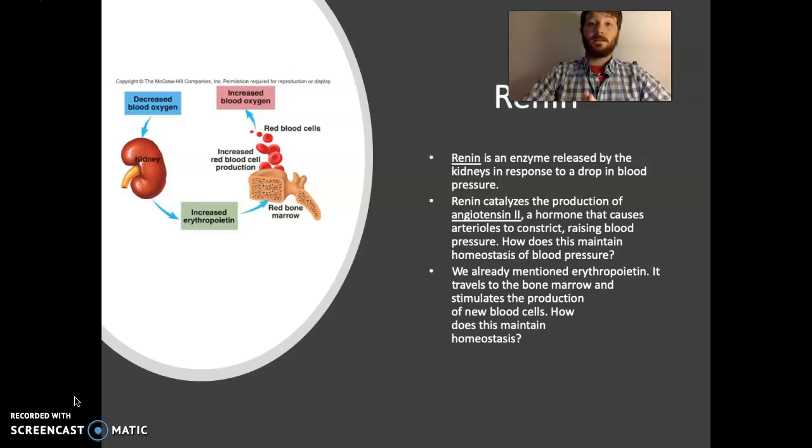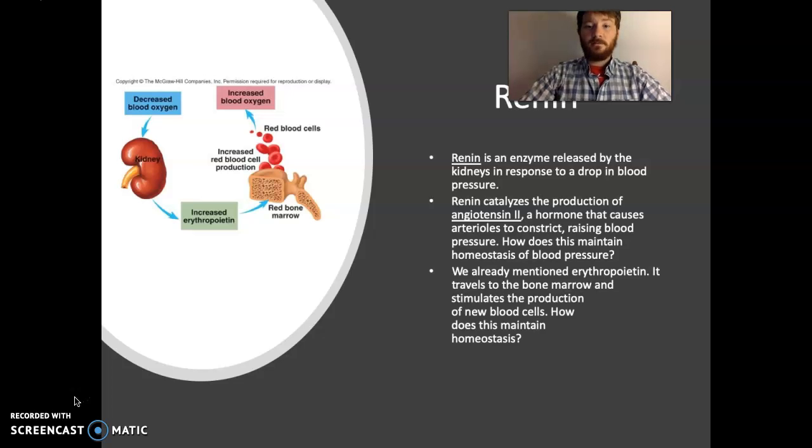Well, again, it's a negative feedback system where something drops too low. A sensor is monitoring it and sends out a message, hey, we need to fix this. It hits an effector, causes renin levels to increase. Renin causes angiotensin to be catalyzed. Angiotensin constricts the blood vessels, or makes them smaller, causing the force of blood to be increased, causing blood pressure to increase.